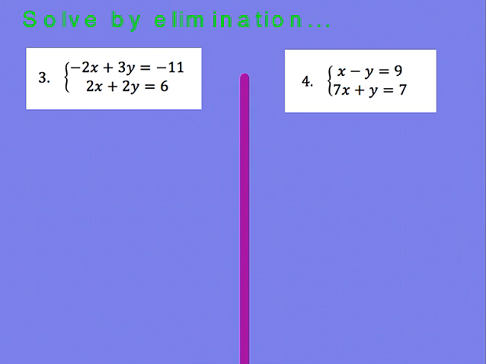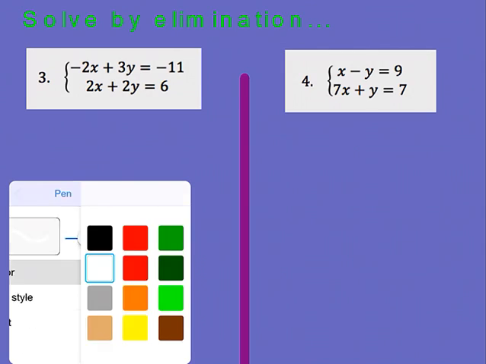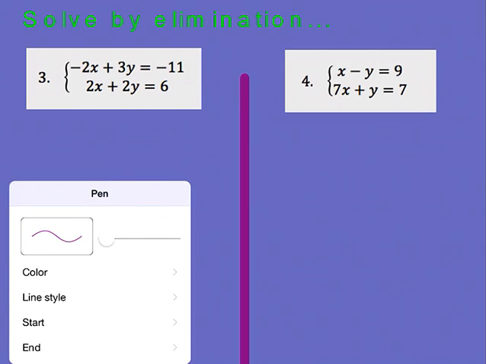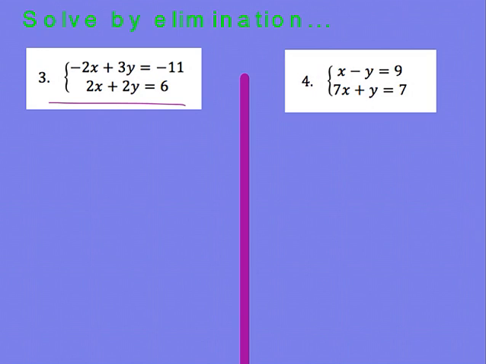Let's continue moving forward. So let's take a look at number 3. Again, for number 3, I notice that I can add straight on down. Okay, so I'm going to go ahead and do that. So I'm going to add straight on down.